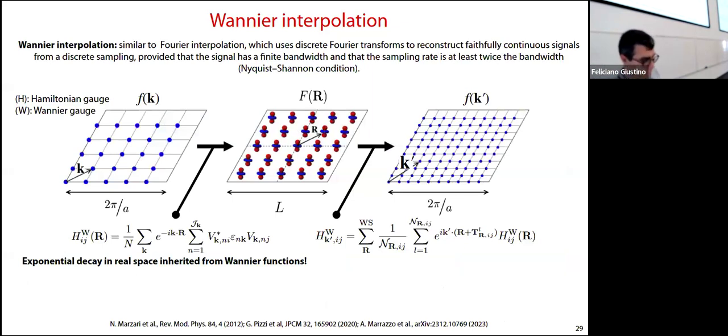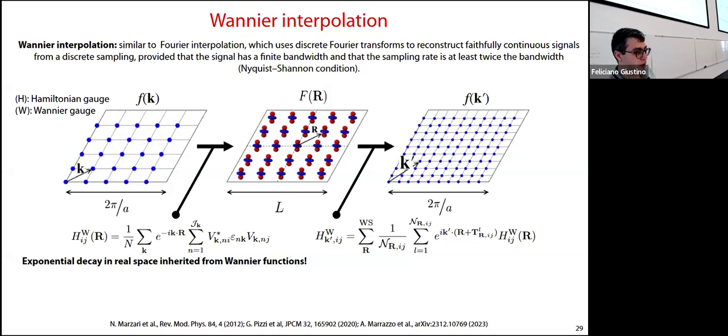So if you remember, some of you have studied a little bit of signal processing. Whenever you have a signal, if the Fourier transform of your signal has a finite bandwidth, okay, and you sample the signal with a sampling rate that is at least twice the bandwidth, and this is called the Nyquist-Shannon condition, if you do that, you can reconstruct your signal exactly, okay, with no loss of information. So from a discrete sampling, you can reconstruct exactly the entire signal. And if you want, Wannier interpolation is basically the same thing, but in the context of electronic structure calculation, okay?